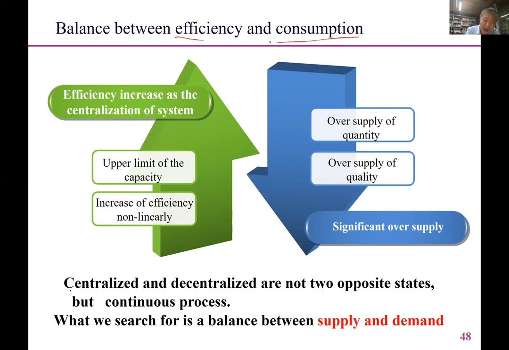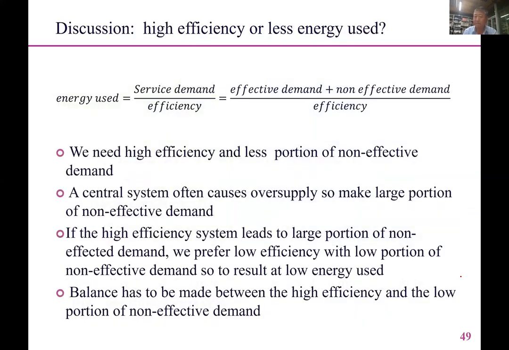The centralized and decentralized, not two offset state, but continual process. What we study is try to make the balance between the supply and the demand. So then this question is, we need high efficiency or the less energy used. The energy real use equal to the service demand divided by the efficiency. So high efficiency, you can use less energy.